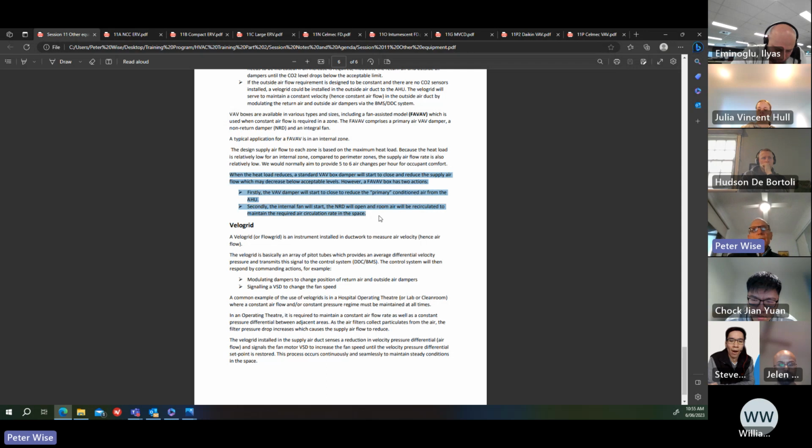When the heat load reduces, the standard VAV box damper will start to close and reduce the supply air flow, which may decrease below acceptable levels. The fan-assisted VAV box has 2 actions, as I've just explained before. So firstly, the VAV damper starts to close to reduce the primary conditioned air. And secondly, the internal fan starts, the non-return damper opens, and the room air is circulated to maintain the required air circulation rate in the space.